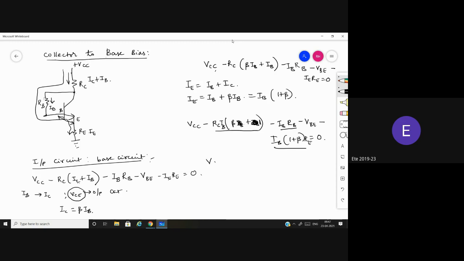Next, VCC minus IB into (1 plus beta). This you can take as common from these two terms, we can take IB only, since we don't have 1 plus beta.